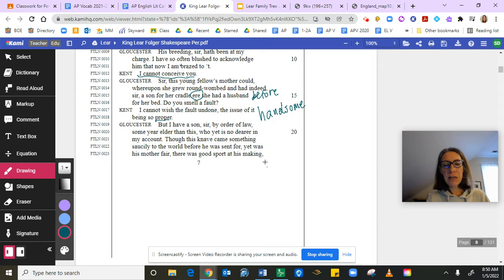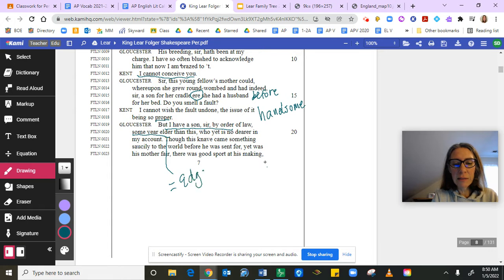So we learn that Gloucester has another son by order of law, so that would be Edgar. Remember, Edgar is good, who is yet no dearer, not dearer in my account. So he loves them both, right? He's saying the other one is legitimate.